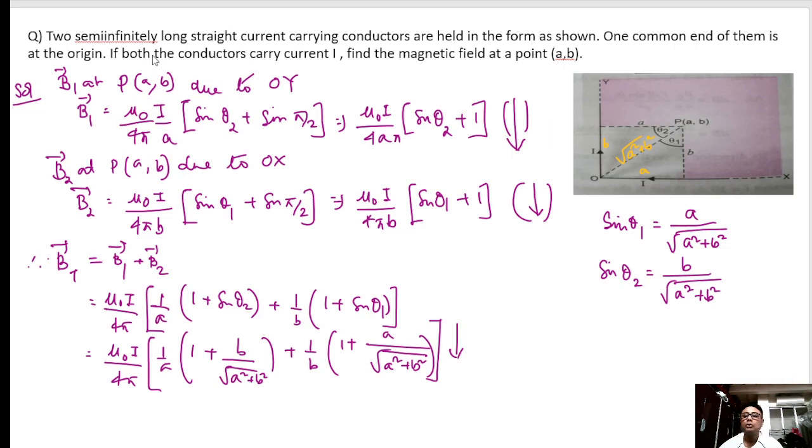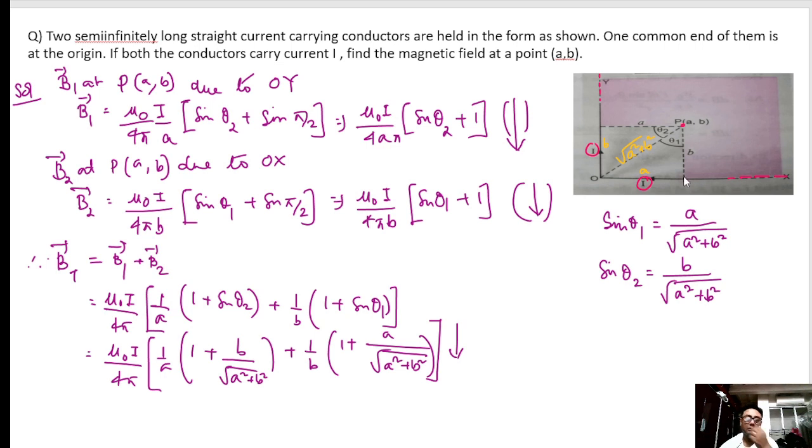Next, let us see two semi-infinite wires. Semi-infinite means this is a wire which is infinitely extending on one side. One end of them is common, and both the conductors carry the current I. Find the magnetic field at this point. This is my A and this is my B.